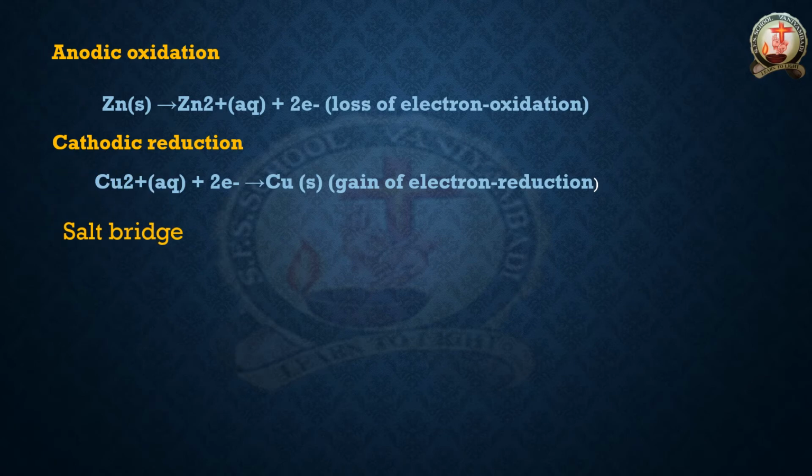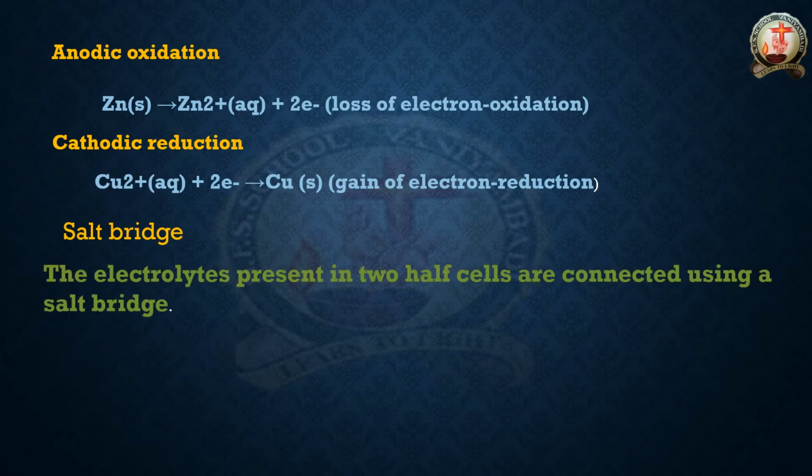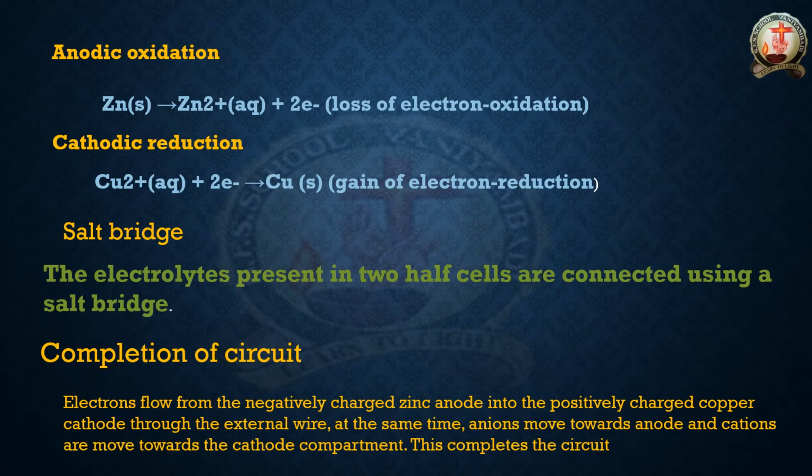So the salt bridge maintains electrical neutrality. The two cells are connected using a salt bridge. So this completes the circuit. The electrons flow from the negatively charged zinc anode to the positively charged copper cathode through an external wire. At the same time, the anions move towards the anode and the cations move towards the cathode compartment. This is a complete circuit. While this movement is happening, we get electricity.